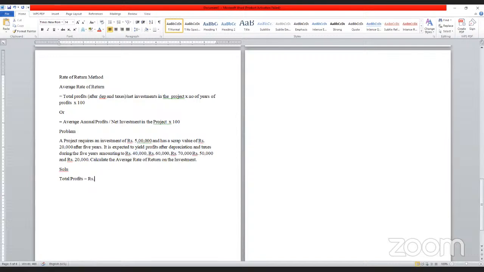So take down rupees 40,000 plus rupees 60,000 plus rupees 70,000 plus rupees 50,000 plus rupees 20,000. That is equal to rupees 2,40,000.